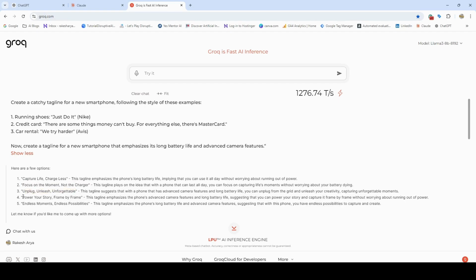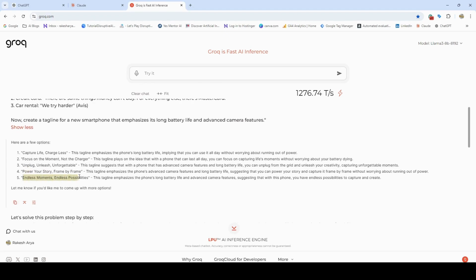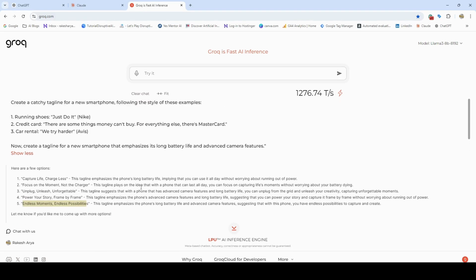That's fine. Let's see another one. Power of story, frame by frame. Okay, it's talking about camera here, but not the battery. Okay, power your story. I think this is something related to the power with the battery. Okay, endless moment, endless possibilities. Good, but it depends on you how you want to take this. It's given very, very good examples that we are looking for, right?